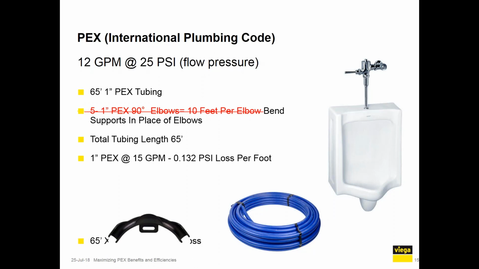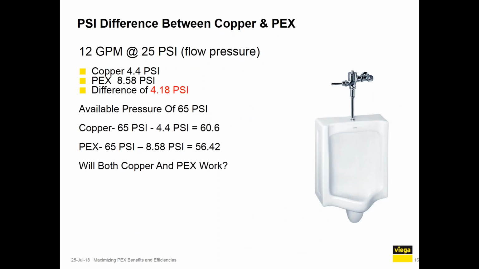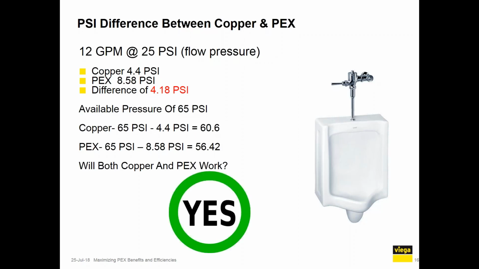You have your pressure loss and your calculated full pressure loss on the system. So comparing the two, PEX does have a slightly greater pressure loss. However, with your municipal supply coming in at 65 PSI, you just want to make sure that you're in the right flow pressure requirement.